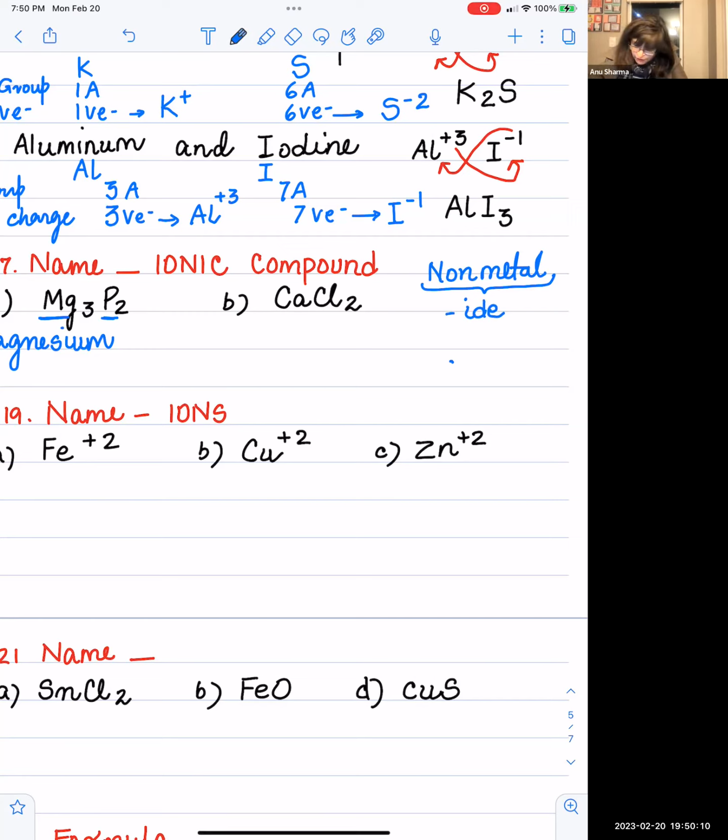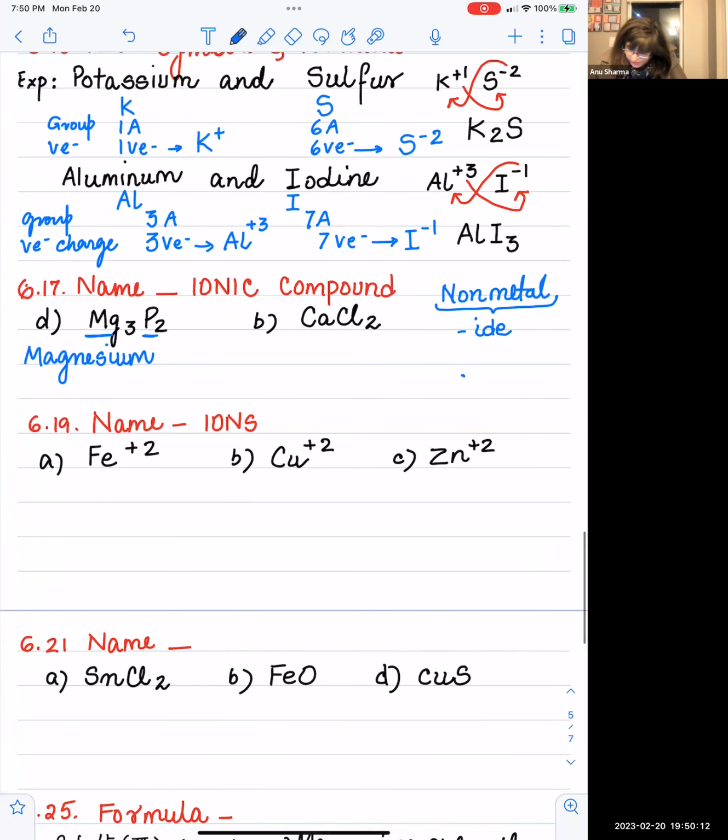So this becomes phosphide, P-H-O-S-P-H-I-D-E, phosphide. Here, this is calcium, C-A-L-C-I-U-M, chloride, C-H-L-O-R-I-D-E, chloride. Calcium and chlorine becomes chloride, phosphorus becomes phosphide, simple.